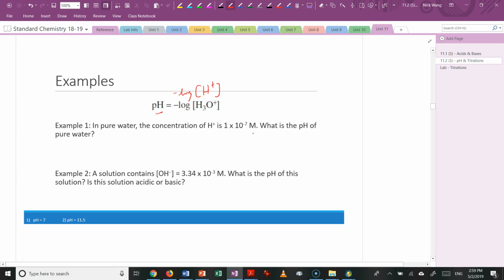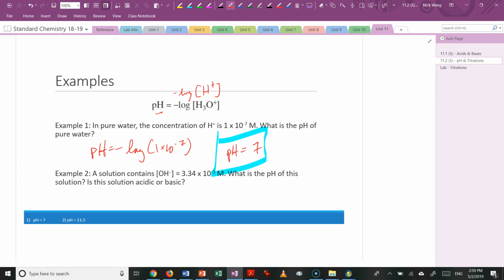What's the pH of pure water? Let's try that out. pH is equal to the negative log of 1 times 10 to the negative 7th power. Plug that in your calculator. pH is equal to, I don't know, 7? What? Well, yeah, that's pure water, right? Pure water is supposed to have a neutral pH, and it's going to have a pH of 7 because the concentration of H plus ion, which is the same as the concentration of H3O plus ion, is 1 times 10 to the minus 7th. Hence, 7.